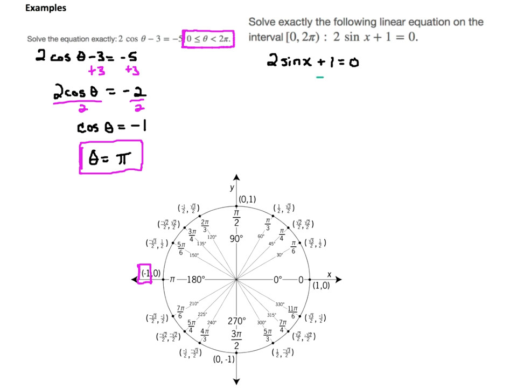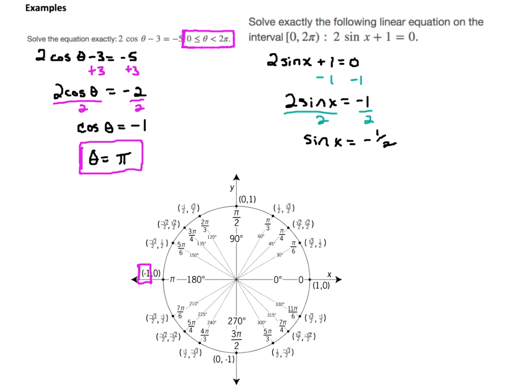Proceed forward by isolating the sine of x. So I subtract 1 from both sides, and that leaves me with 2 sine x equal to negative 1. Divide both sides by 2, and the sine of x is equal to negative 1/2.